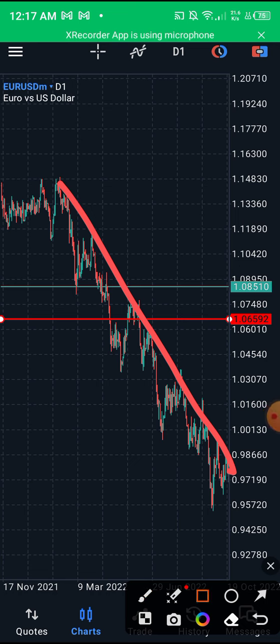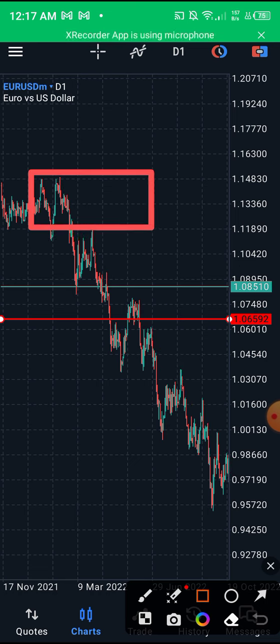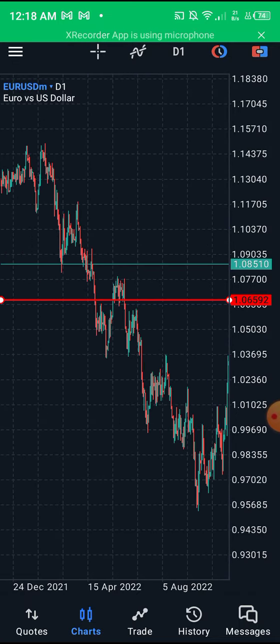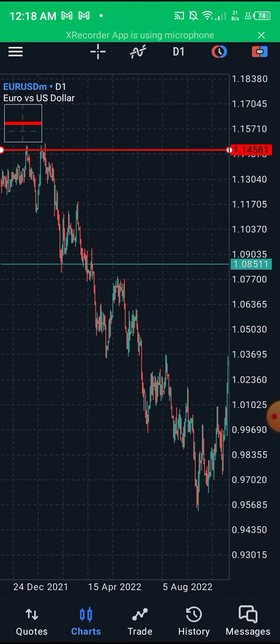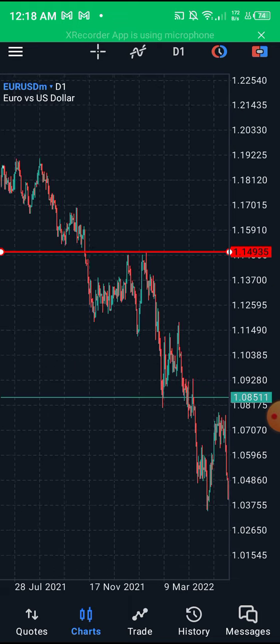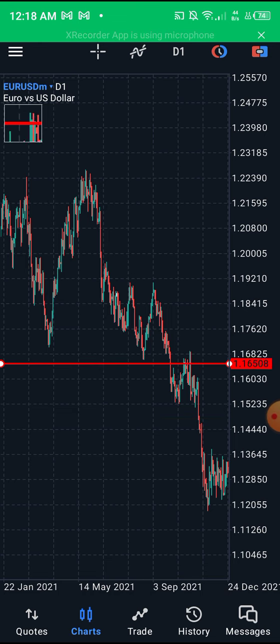I want you to pay attention to this place. So this was the previous high, right? And then the market moved to that point. So when the market moved down, let's draw this thing here like this. So that was our previous high. If you would take it backward, you can see there is a high here.